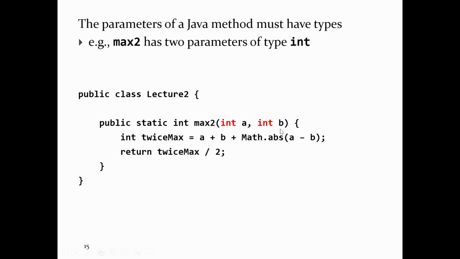So if you have parameters to your method, you have to give them types. The parameters of your method, A and B here, are just variables that belong to the method. So int A says that the method max2 has a variable called A. Int B says that max2 has a variable called B. To use max2, you have to supply two values A and B. Because in Java all variables have types, I have to say what their types are, and here we have int and int.